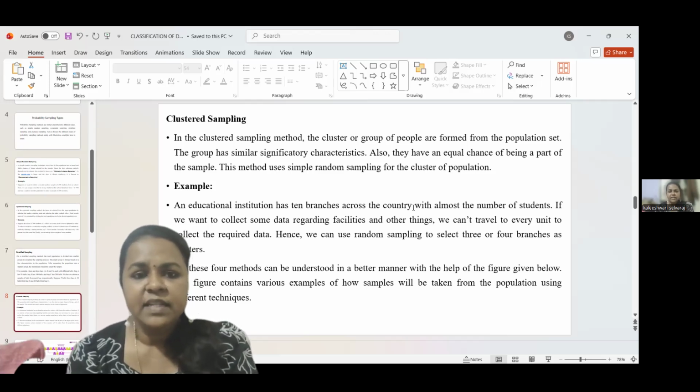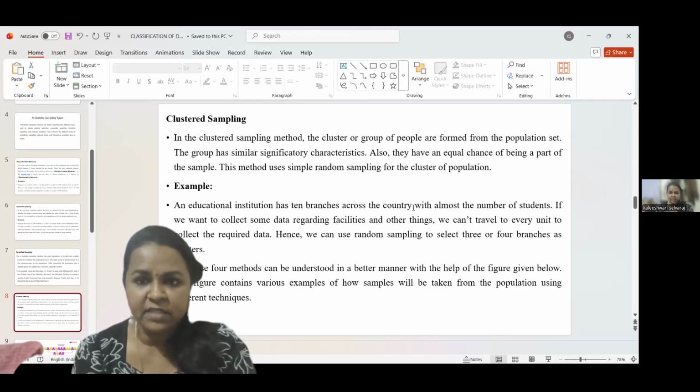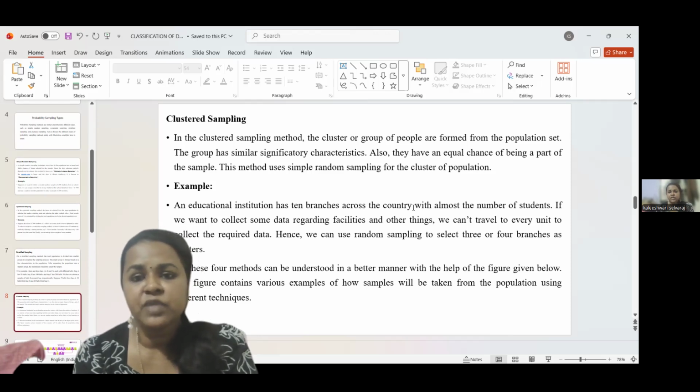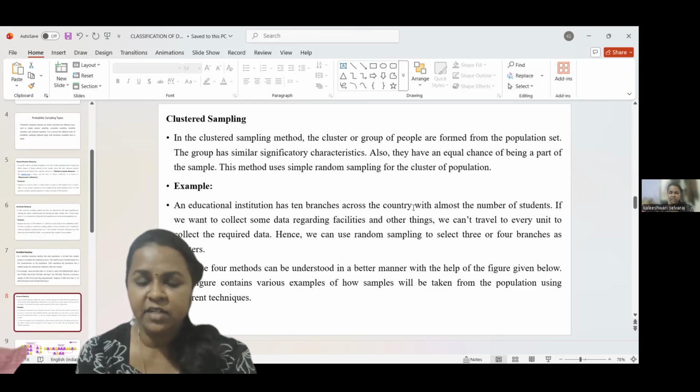So for an example, an educational institution has 10 branches across the country with almost the same number of students. If we want to select some data regarding facilities and other things of that particular institution, we cannot travel to each and every part of that institution. So hence we use random sampling to select 3 or 4 branches from the available 10 clusters.